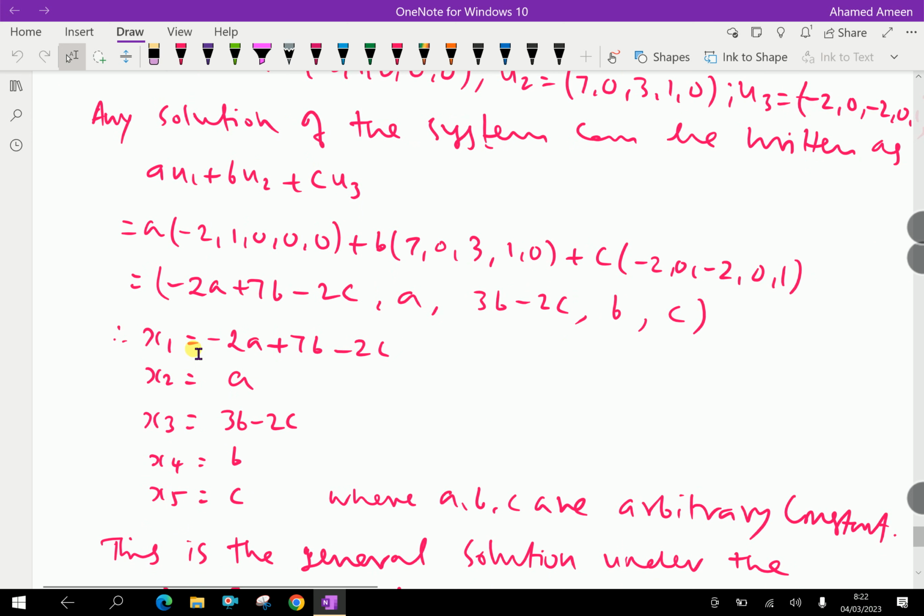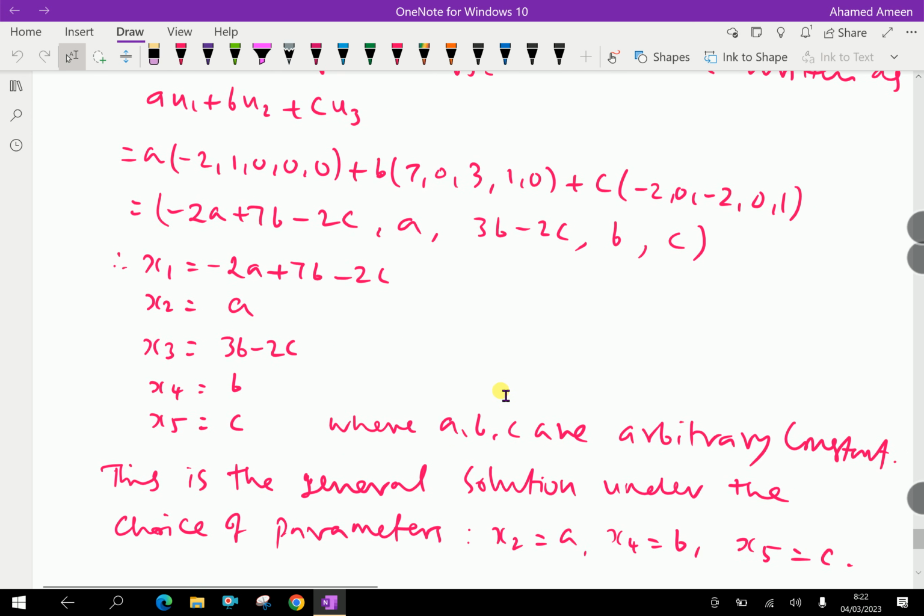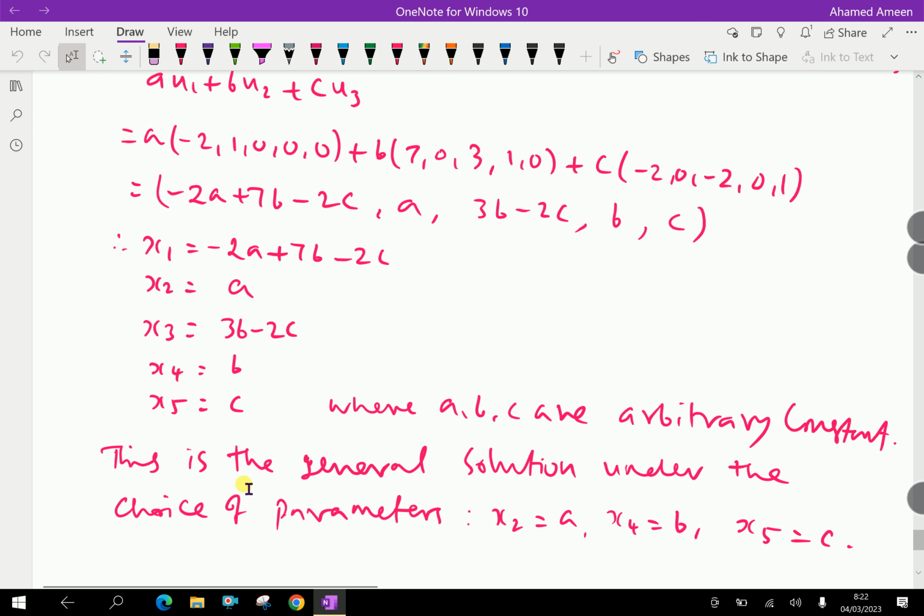So we have the solution, where a, b, c are arbitrary constants. This is the general solution under the choice of parameters x2 is a, x4 is b, x5 is c. Whatever the respective values a, b, c given in this set, we can get the set of different solutions. We have done.